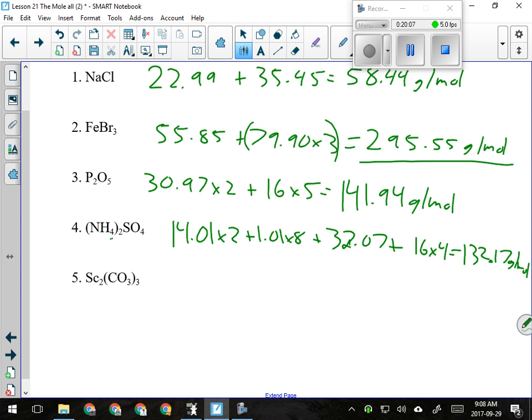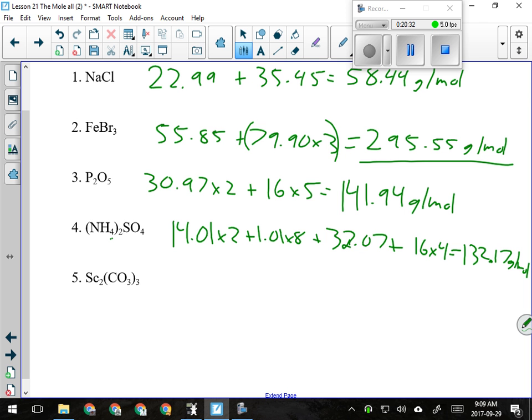Which equation? I don't understand what you mean. Oh yeah, no, that's fine. However way, whichever way you want to do it. Yeah, that's fine. Mathematically, it's the same thing.